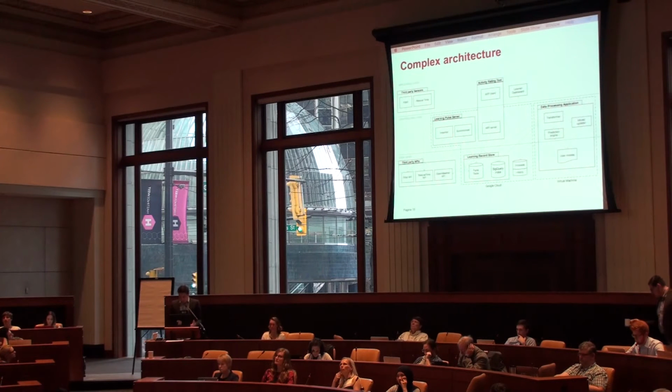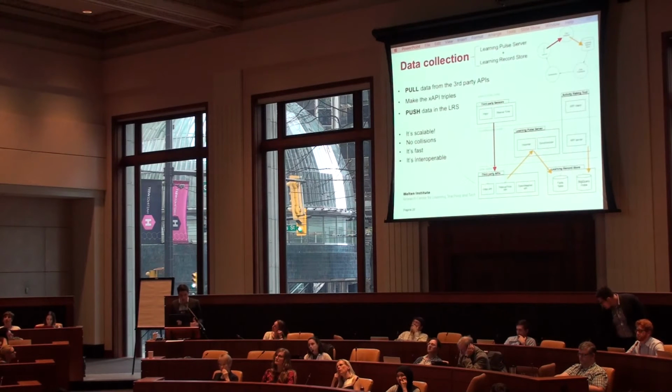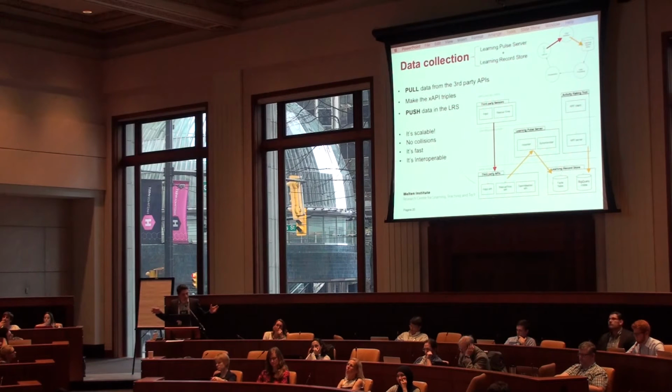This graph is particularly difficult to read, so I will try to make it a little bit easier, showing how that relates to our data journey. The data collection is the responsibility of what we call the Learning Pulse server and the learning record store. Basically, what they did is pull in the data from the third-party APIs, make up these Experience API triples, and put them in a learning record store.